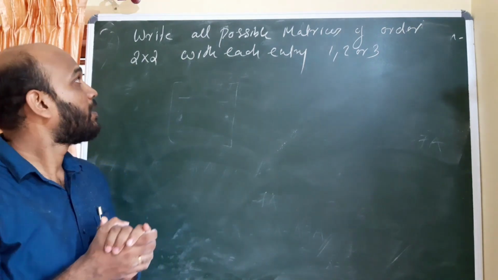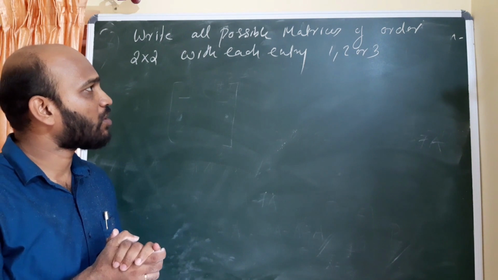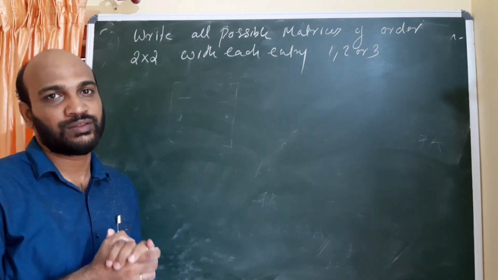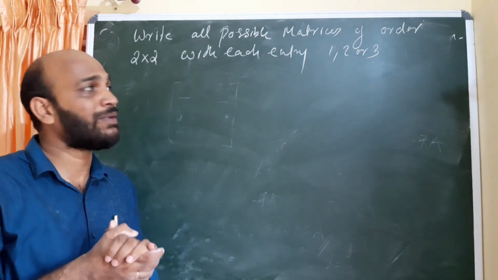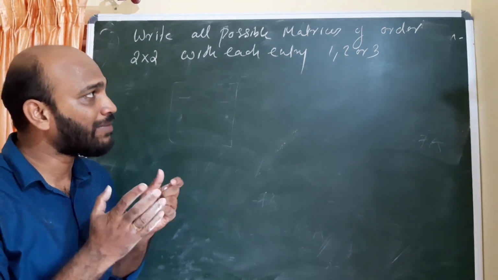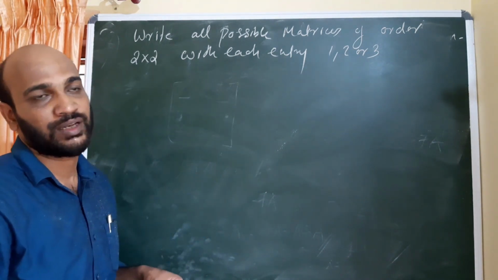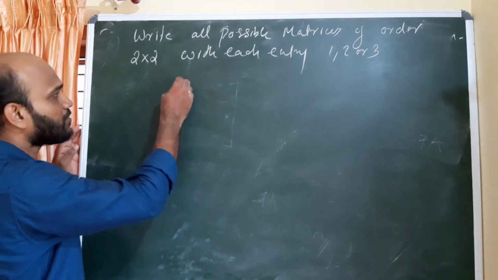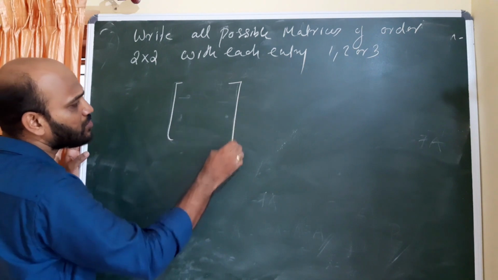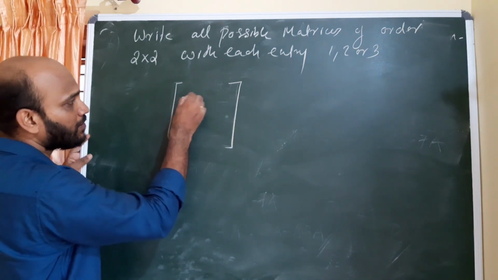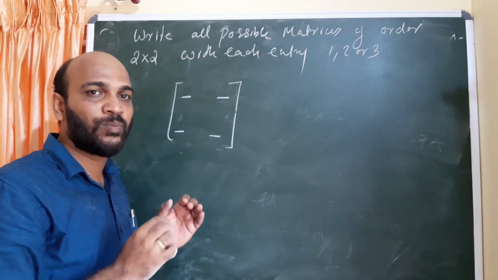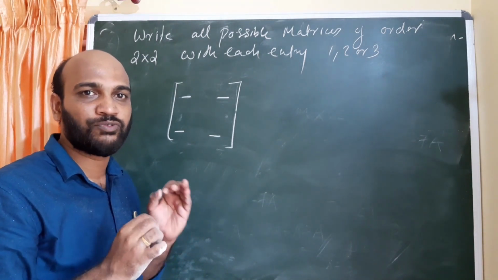Next question. Write all possible matrices of order 2 by 2 with each entry 1, 2 or 3. Means how many possible matrices we can form with elements as 1, 2 or 3. How many 2 by 2 matrices? So a 2 by 2 matrix is of the form, there are 4 spaces.